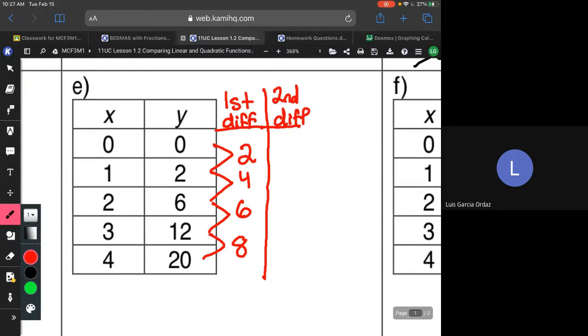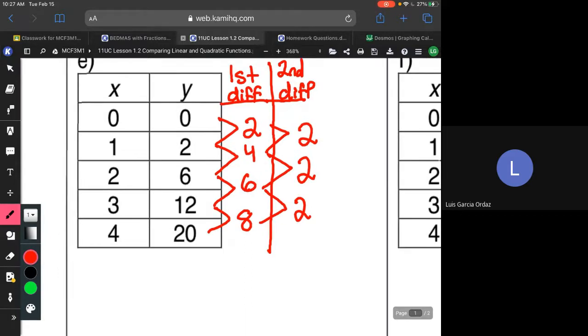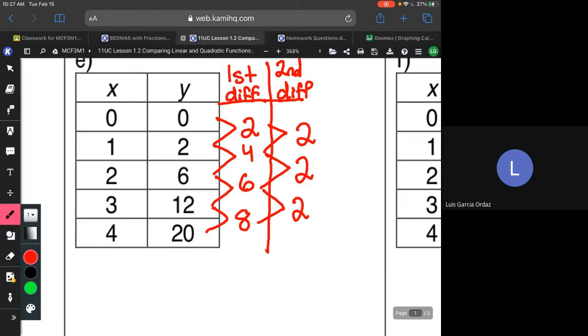So now we go again. 8 minus 6 gives me 2. 6 minus 4 gives me 2. And 4 minus 2 gives me 2. And because my second differences are the same, therefore, this graph is what? Quadratic.